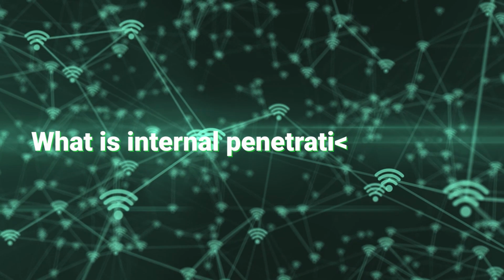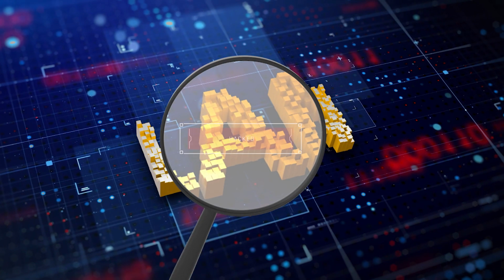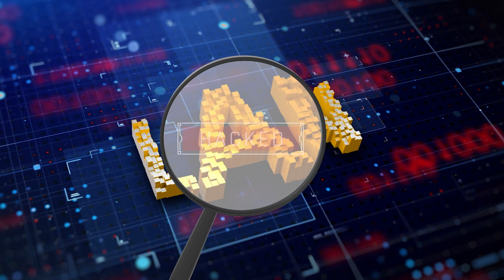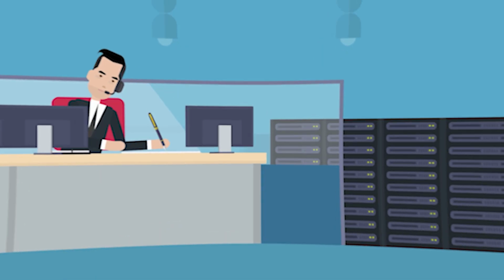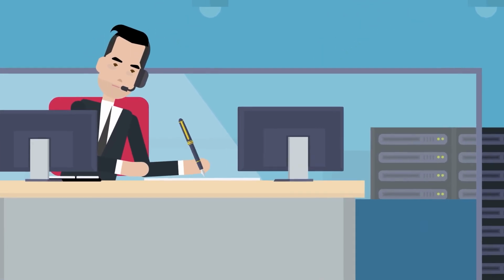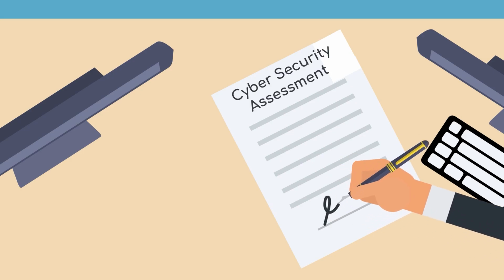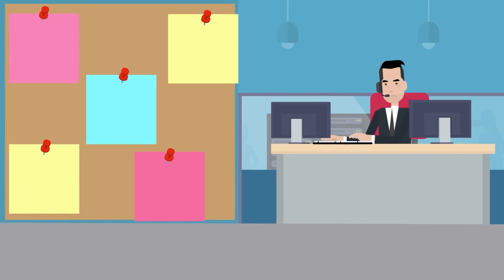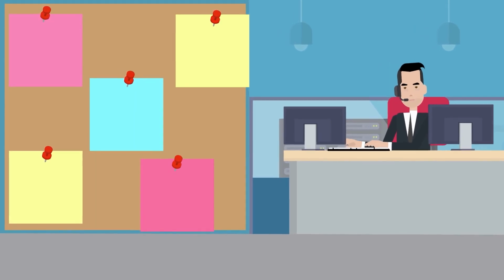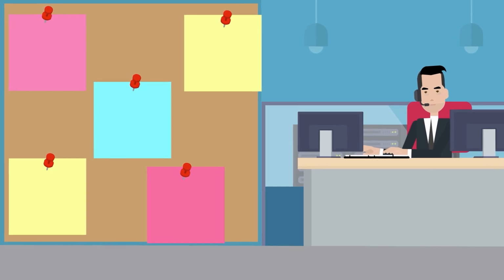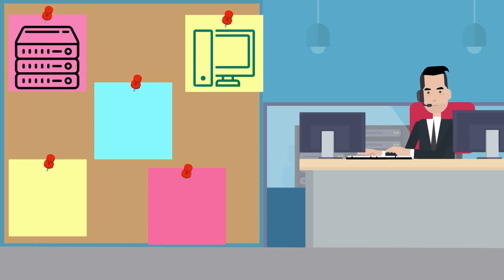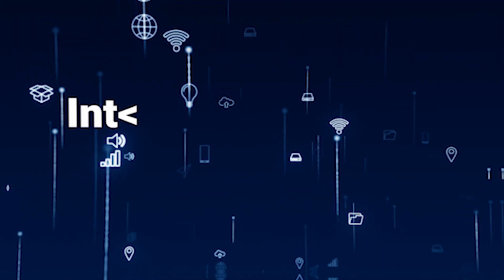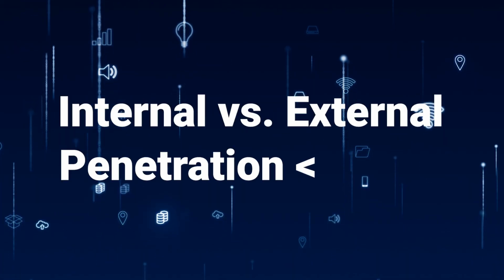What is internal penetration testing? An internal penetration test is designed to identify vulnerabilities inside a business's local area network. The idea behind this testing is to assess how far hackers can go once they have breached a business's external security. During internal penetration testing, ethical hackers evaluate most of a business's network devices, including servers, workstations, printers, VPN devices, and switches.